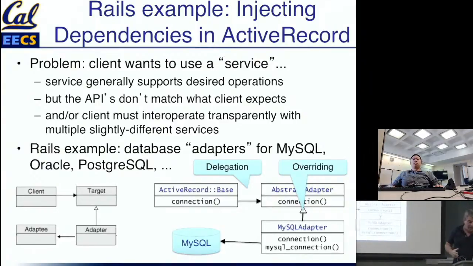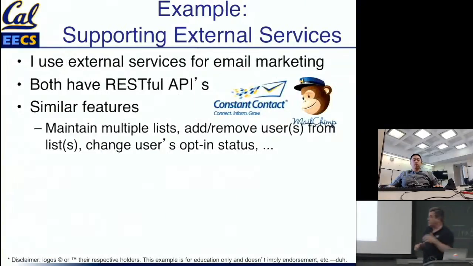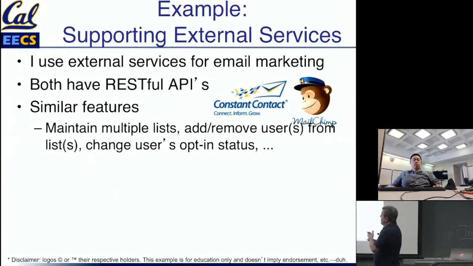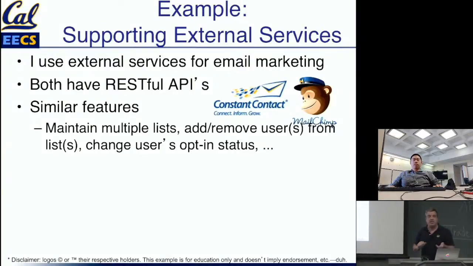I'll give you another real-life example, and this one has to do with supporting external services. So I have an app in which I use external services for email marketing. If you've ever heard of MailChimp or Constant Contact, these are services that let you send large volumes of email to targeted groups of people. And for various reasons, you should never try to do that in your app. You should rely on a reliable external service to do this.